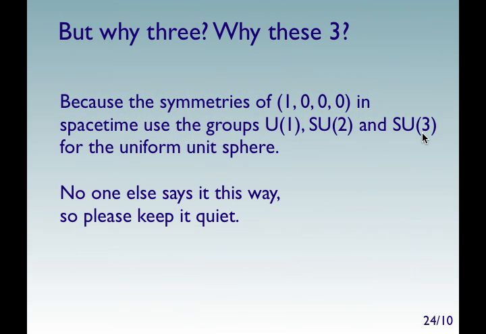Okay, so why these three? Because we're looking at the symmetries of 1, 0, 0, 0 in space-time. And when you do that using quaternions, you use U1, SU2, and SU3 to describe a uniform unit sphere. And there's kind of nothing more you can say. I mean, you've got your unit sphere. You're done. The observer is at 0, 0, 0, 0. He sees something, so he's got to put that on a sphere. Might as well put it on 1, 0, 0, 0.